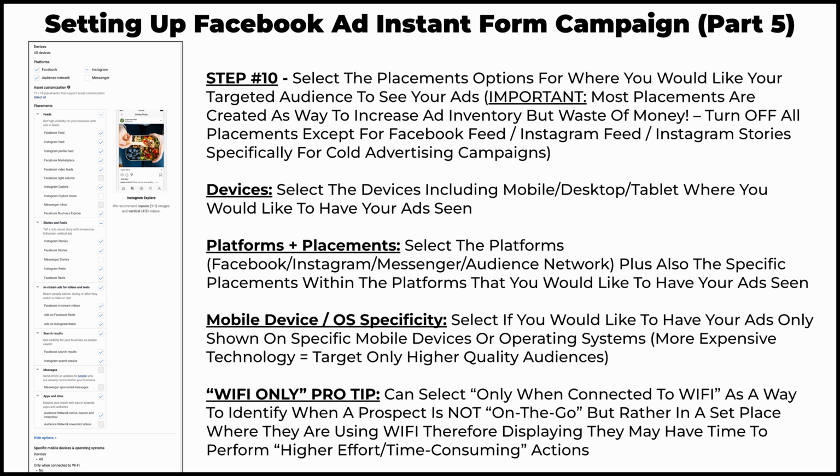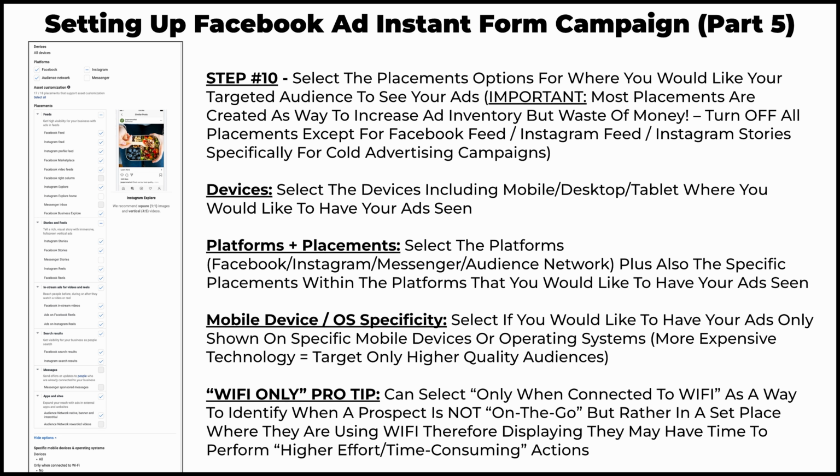And then you have some other targeting placement options. So you can choose the different devices that you want to target on. We recommend leaving all those on. You can choose the different platforms and placements. So you can choose if you want it on Facebook, Instagram, Messenger, Audience Network, plus all the specific placements within the platforms. But as we just talked about, you want to make sure it's only on the 3 that we recommend: the Facebook newsfeed, Instagram newsfeed, and Instagram stories. Next is going to be your mobile device or operating system specificity. So you can select if you would like to have your ads only being shown on specific mobile devices or operating systems. Would not recommend touching that, not required.